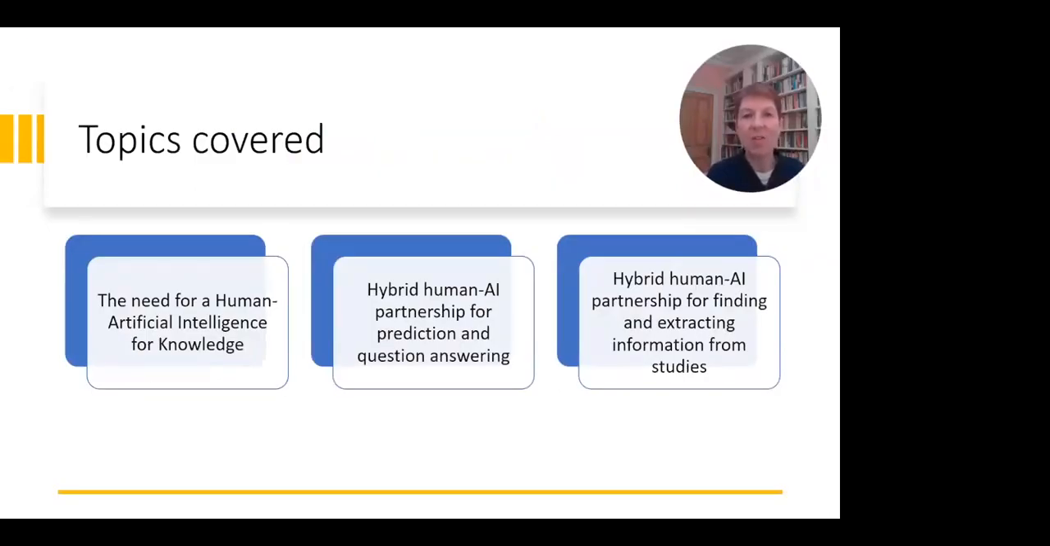We'll cover the following three topics. First, the need for human artificial intelligence for knowledge. Secondly, hybrid human AI partnership for prediction and question answering. And thirdly, hybrid human AI partnership for finding and extracting information from studies.